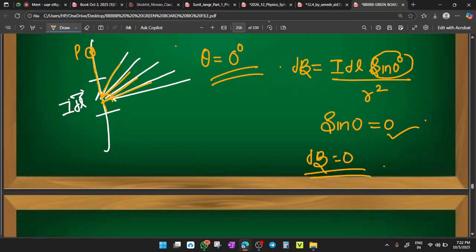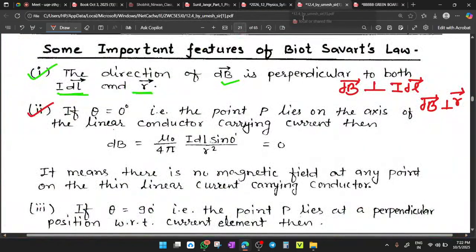So a very important fact is that the intensity on the line, that is, if point P lies on the axis of the linear conductor carrying current, then the intensity of the magnetic field equals 0. Clear?